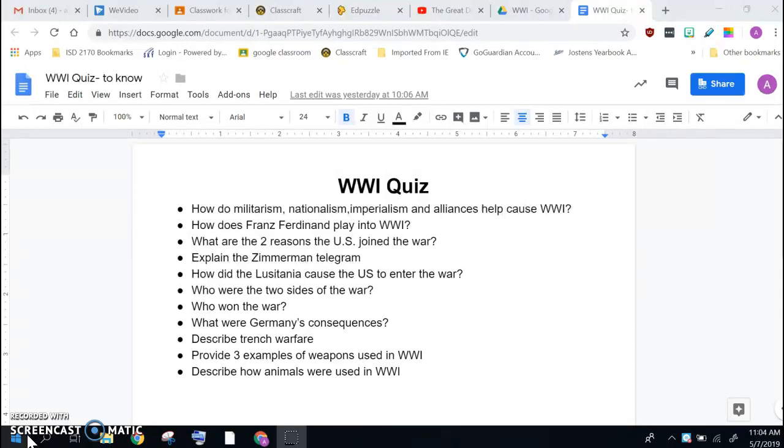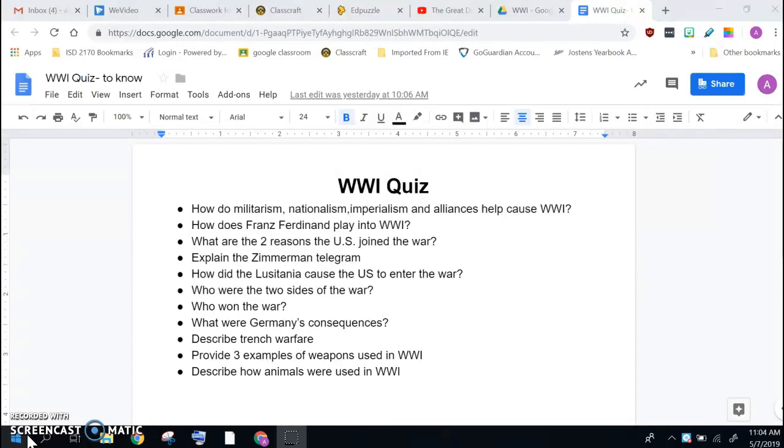Moving down to the third bullet. What are the two reasons the U.S. joined the war? Well, the two reasons are the Zimmermann telegram and the sinking of the Lusitania. For the Zimmermann telegram, British and American intelligence intercepted a message that was being sent from Germany to Mexico, encouraging Mexico to attack the United States so that the U.S. would not join World War I. The U.S. got a hold of it before it ever got to Mexico, which made them quite upset with Germany.